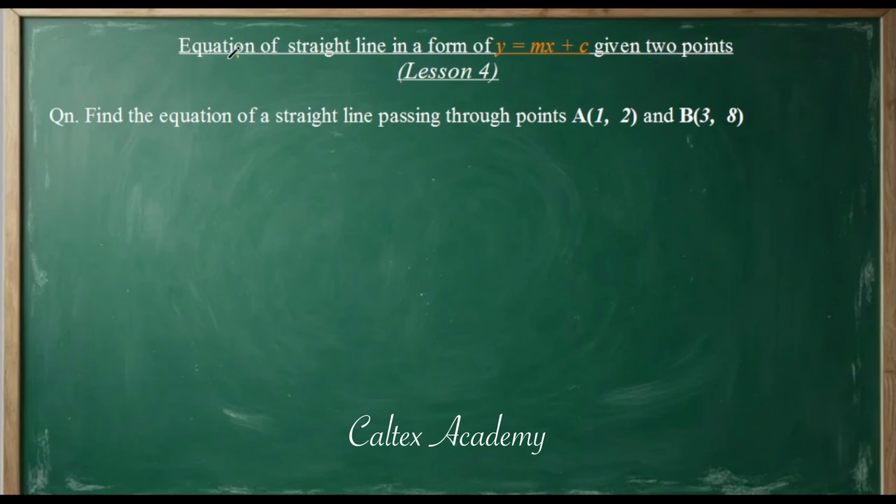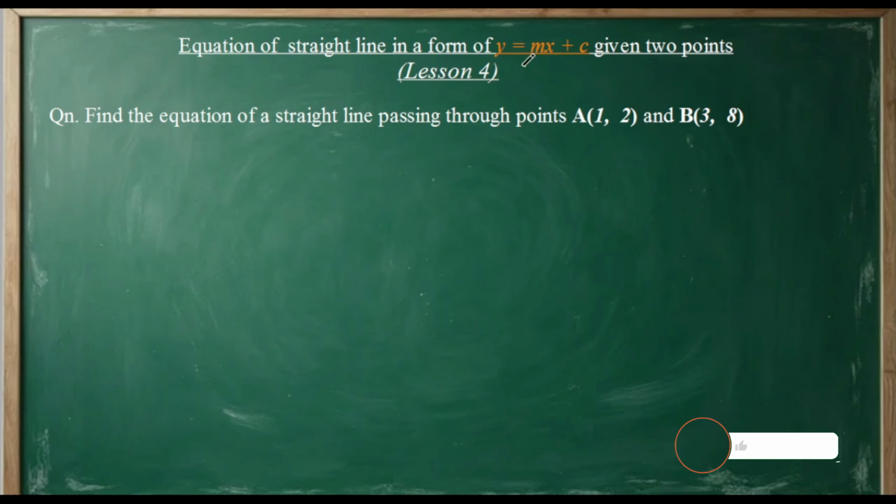Today we're looking at the equation of a straight line in the form y equals mx plus c, given 2 points. And mind you, this is lesson 4. Please go ahead and watch lesson number 3, because in lesson 3 we looked at this component m, which is the gradient of a straight line, in detail because it is needed in this lesson here.